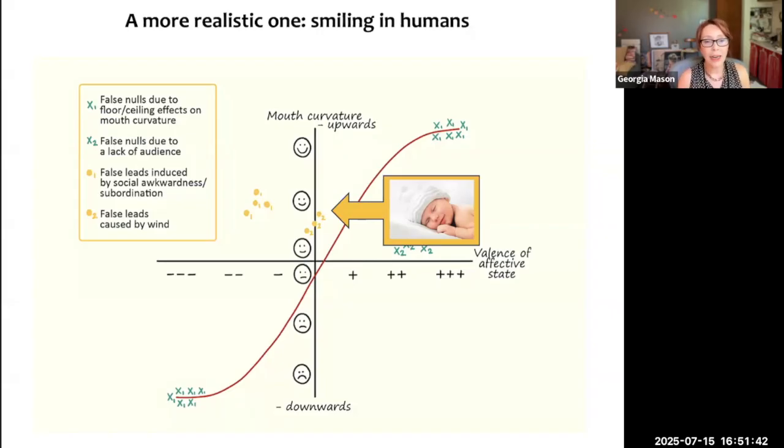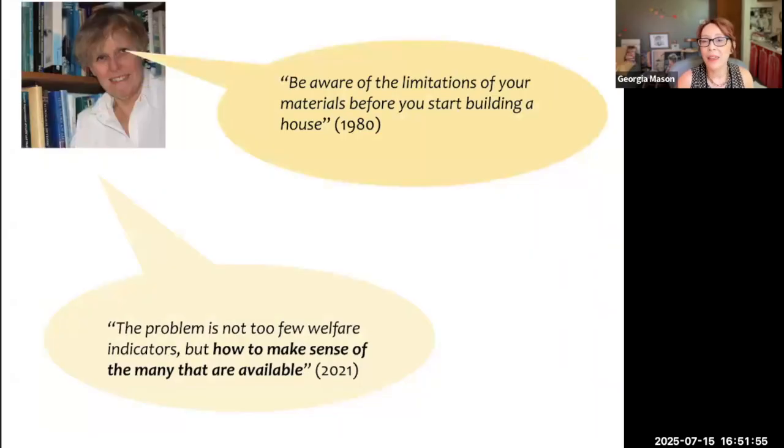You know, we just need to recognize that there are no perfect affect indicators out there. There's just a series of tools which are better or worse for some jobs than others. And in saying these things, I'm really sort of catching up with something that Marian Dawkins said, getting on for 30 years ago now, that when you're using welfare indicators, you need to understand their pros and cons. And this is like being aware of the limitations of your materials before you start building a house.